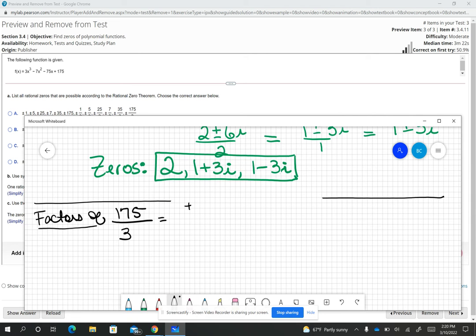So we've got positive and negative 1, positive and negative 5, and 5 times 35. And then we've got positive and negative 7, and 7 times 25, and 175. So those are all the factors of 175. And then the factors of 3 are positive and negative 1 and positive and negative 3. Okay, so now those are the factors.